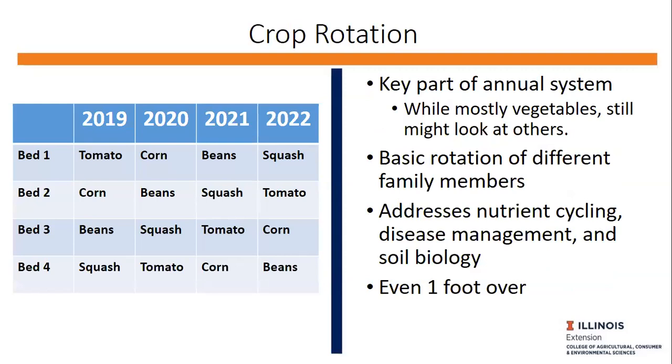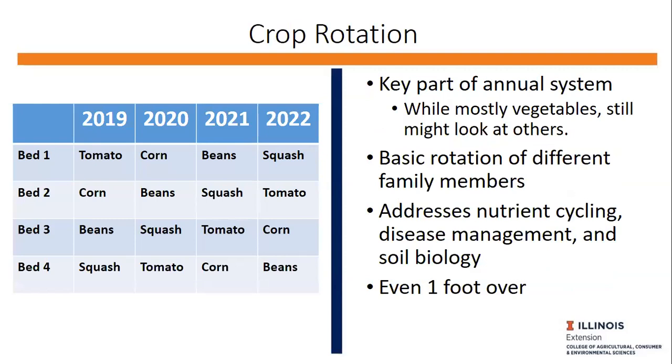Crop rotation is a key part of the annual vegetable system. This is something where we see a lot, especially in vegetables. However, you might even look at others for this as well. If you are planting annual flowers or other annual plants, you could do some crop rotation, and you may find some good benefits to your soil in that situation too.